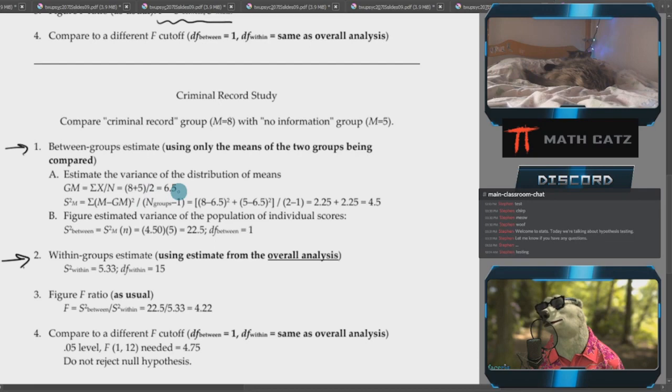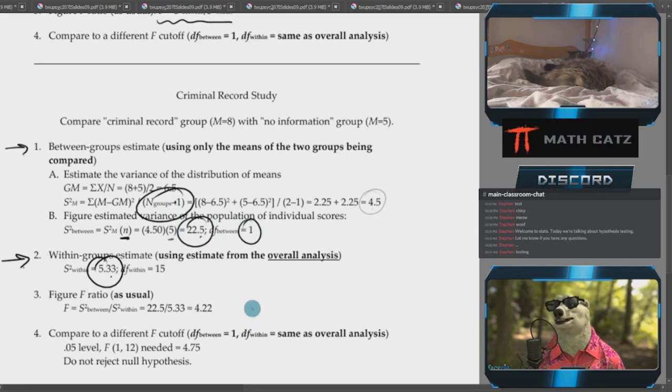For the grand mean, the number of groups now is 2 minus 1. Number of groups minus 1. 2 minus 1. I'm only using those to get the estimate of the distribution of means, which I then multiply there by the group size, which is 5, to get 22.5 that I compare with 5.33. The degrees of freedom also updates. That's the number of groups minus 1. This will be the same as this. Lots of circles here, sorry.